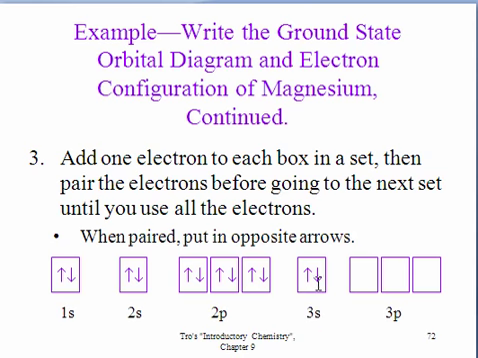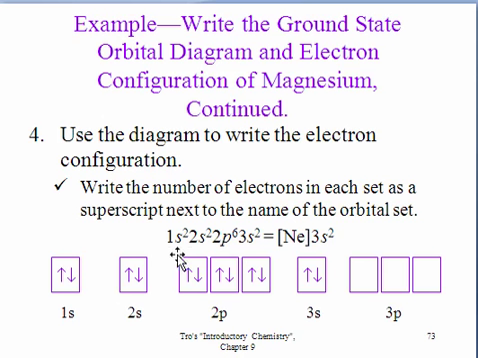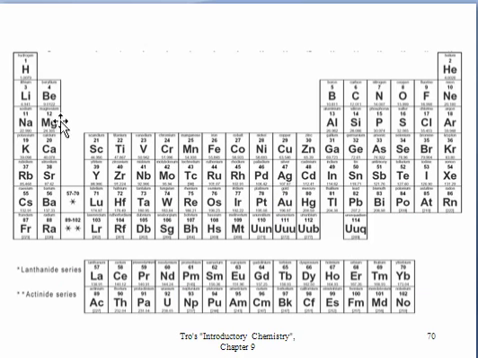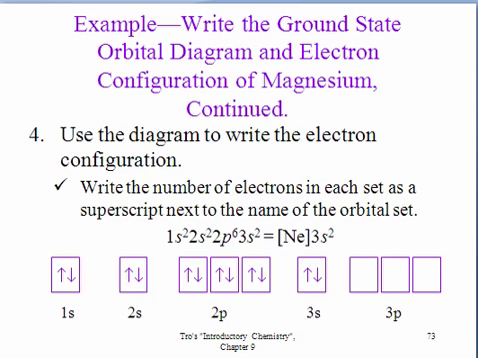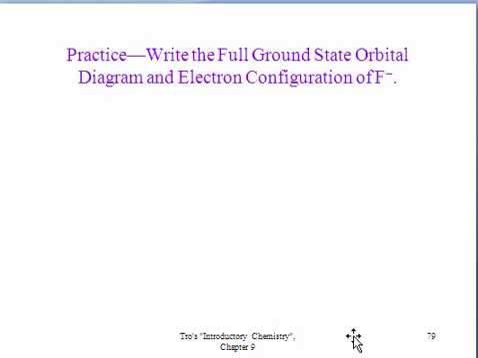And now that we have our orbital diagram, the electron configuration is easy. 1s2, 2s2, 2p6, 3s2. And we can also use our noble gas condensed electron configuration. Here's magnesium, here's neon, so neon will take up the first 10 electrons, and then we're in our third energy level, so 3s2. So if you've got this right, give yourself a big pat on the back.